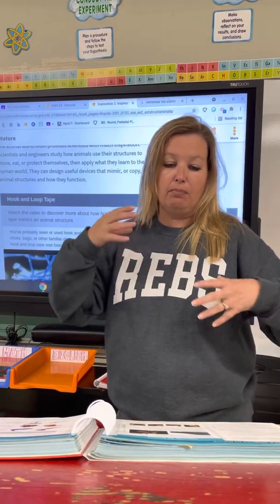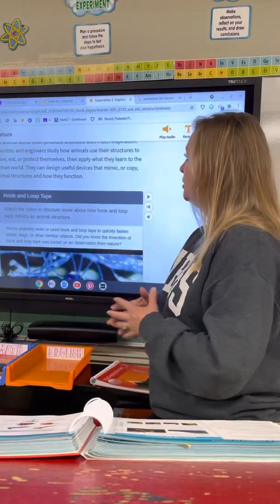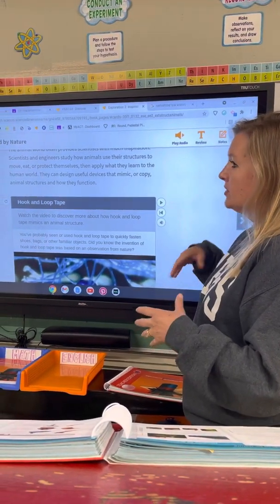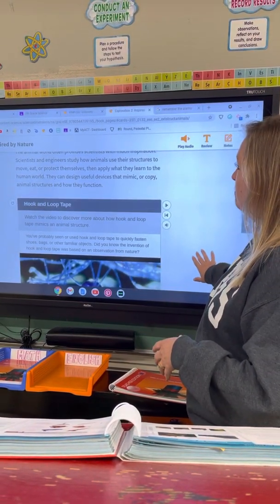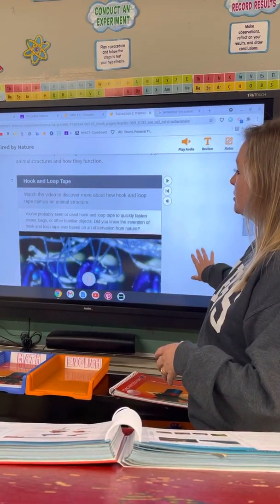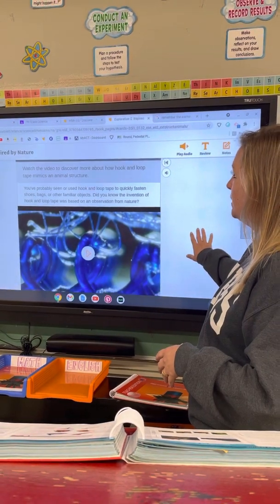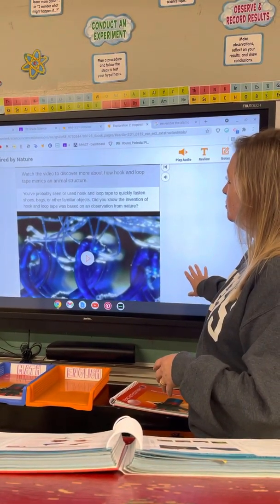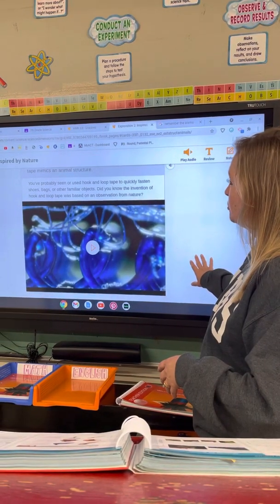So how are they going to move to eat and to protect themselves in the world? So scientists study that to mimic or copy animal structures and how they function. So let's watch the video to discover more about how hook and loop tape mimics an animal structure.